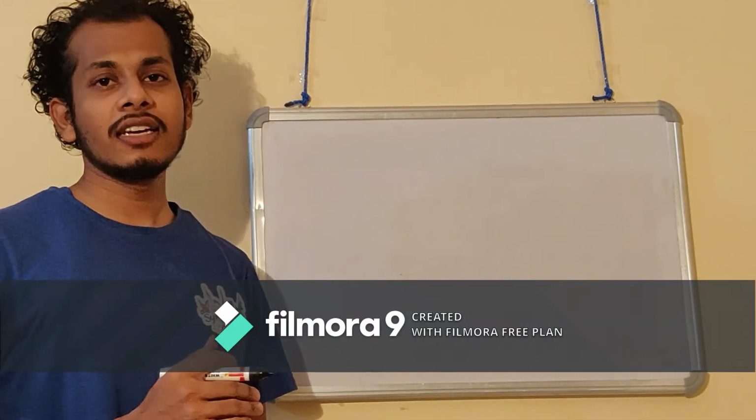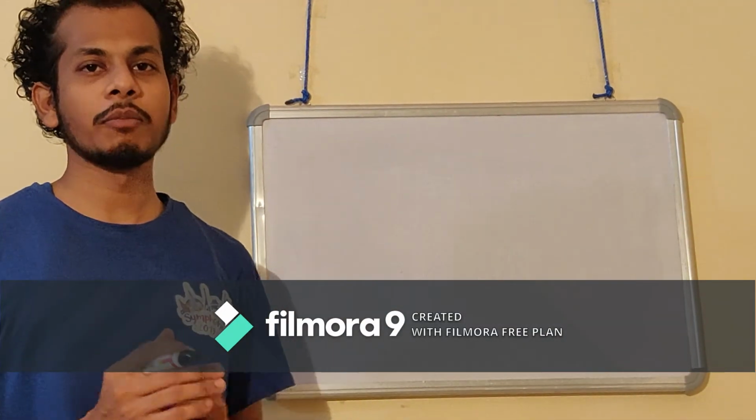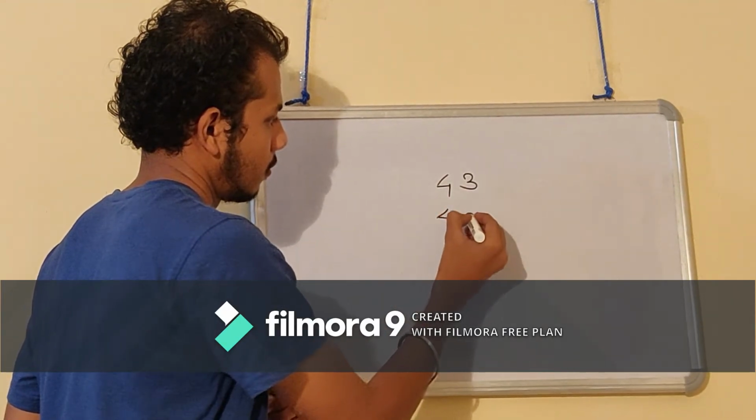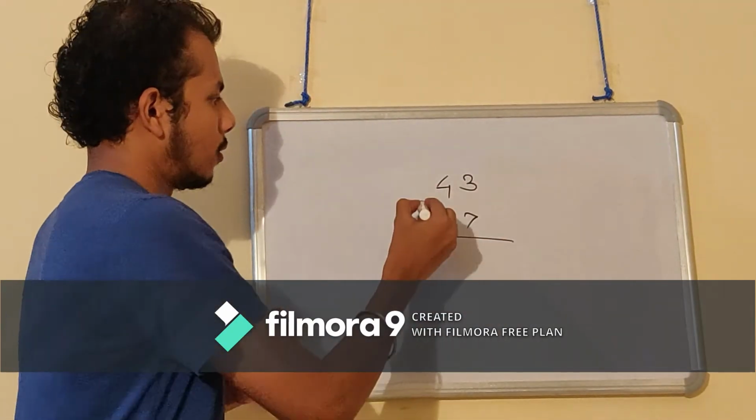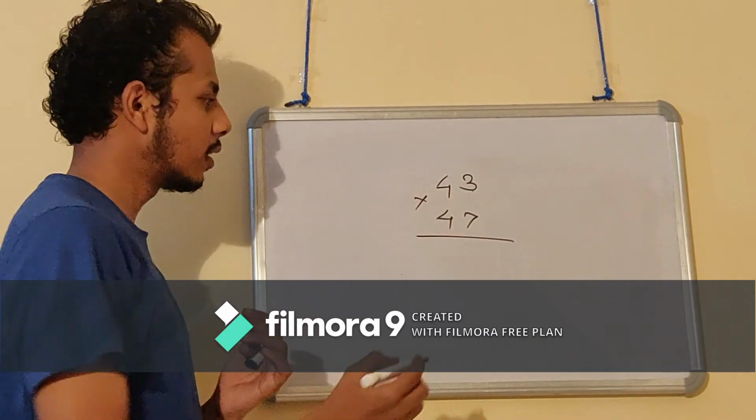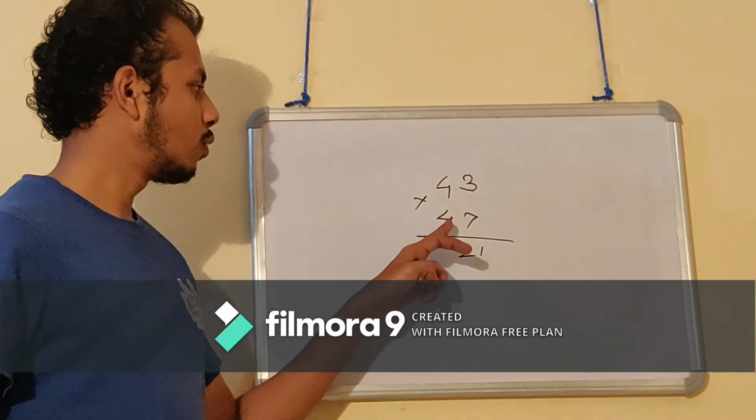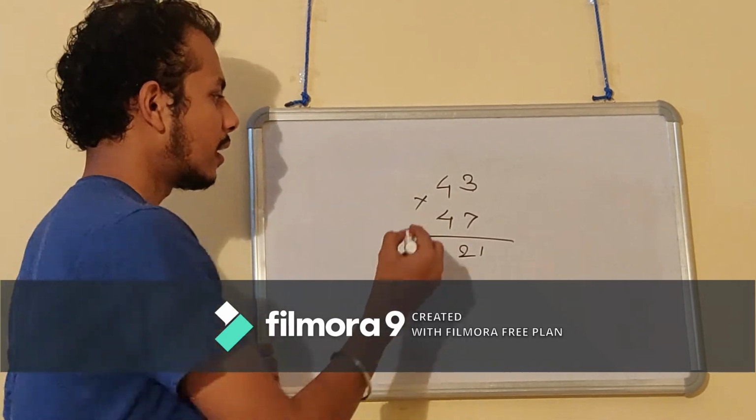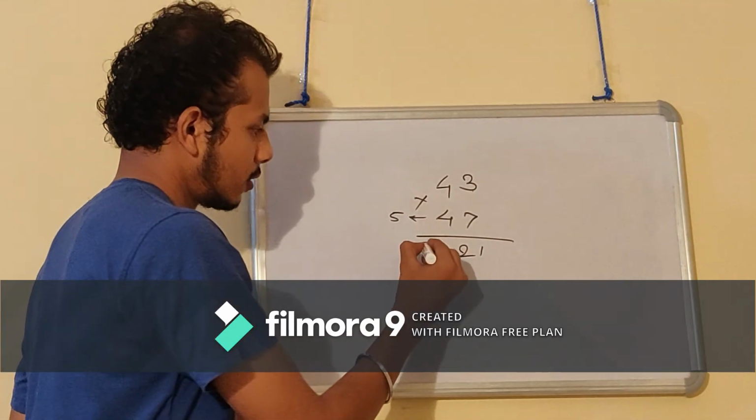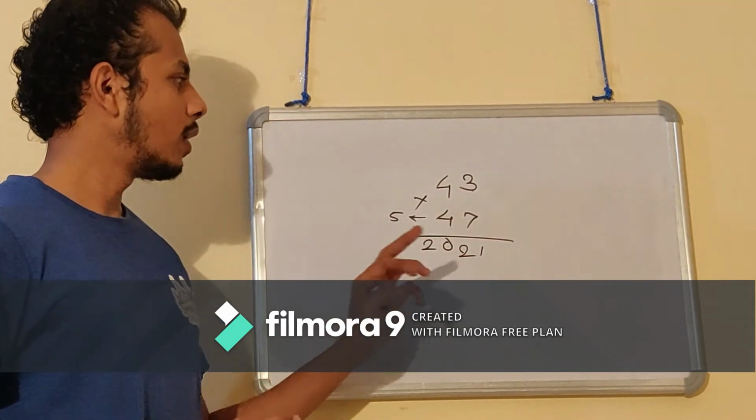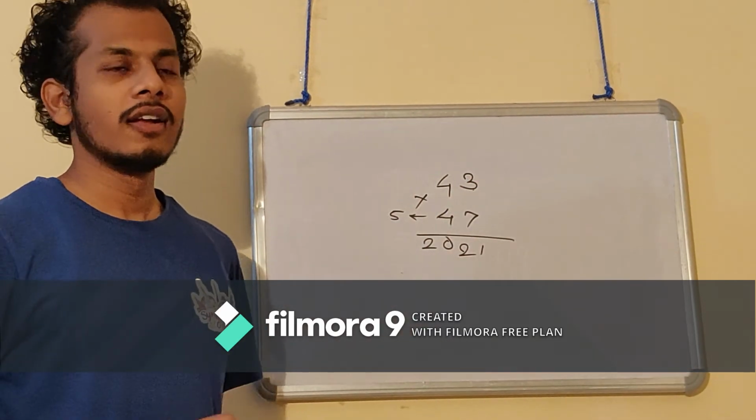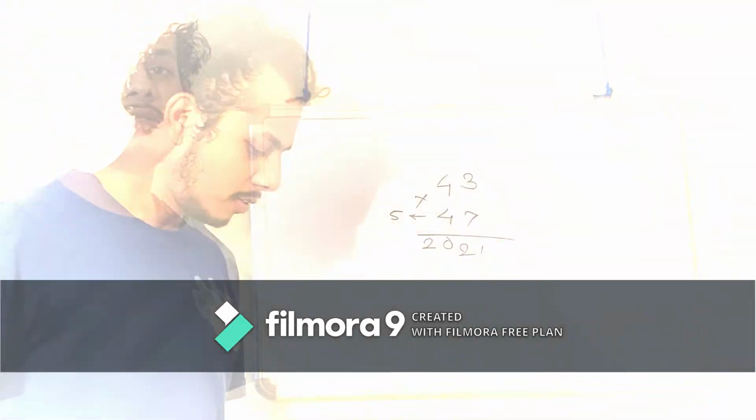Now let's take a 2-digit number first, and then we will see a 3-digit number as well. First, you have to multiply 7 and 3, so that becomes 21. And then you have to multiply 4 by the next number, and that is 5. So you perform the multiplication, 5 4s are 20. So 2021 is the multiplication of 43 and 47. That's all.